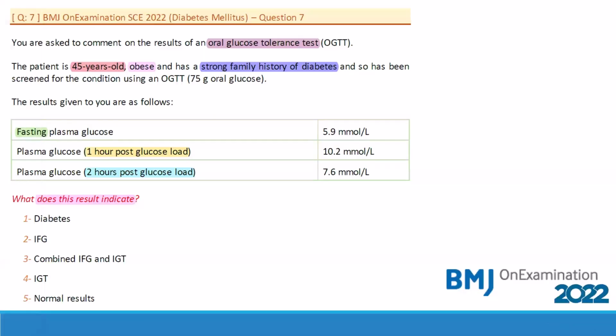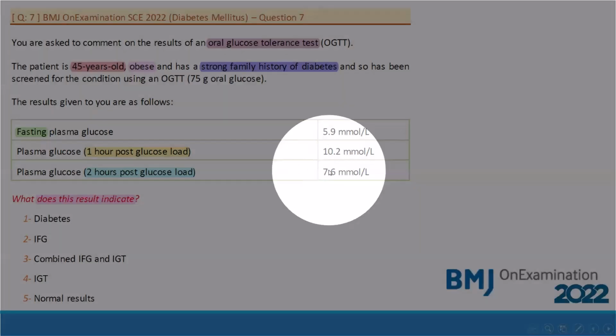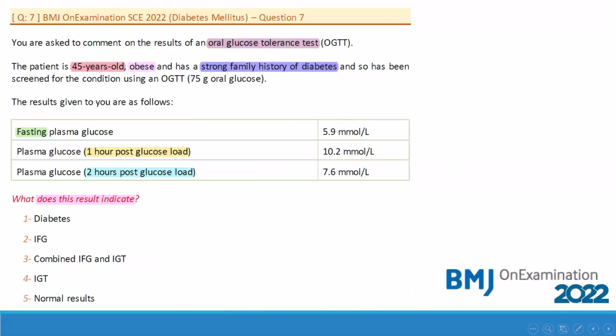Another question from the exam in 2022. What does this result indicate? This is a 45-year-old patient with an oral glucose tolerance test, with a strong family history of diabetes mellitus: fasting 5.9, 1 hour 10, 2 hour 7.6. What is the answer? Is it diabetic? Is it impaired fasting? Is it combined impaired fasting and impaired glucose tolerance? Is it impaired glucose tolerance? Or is it a normal result?